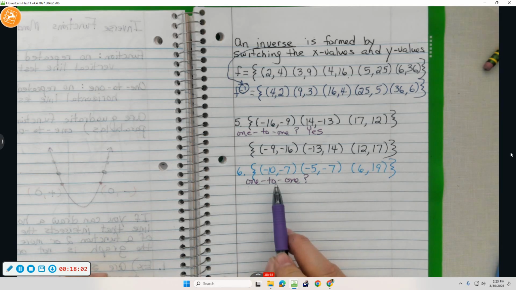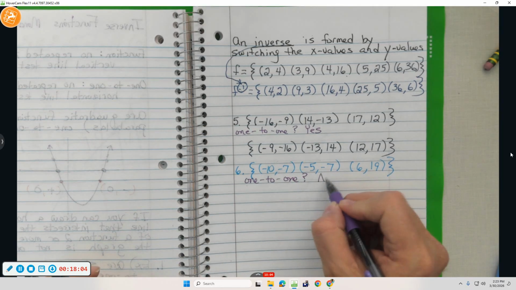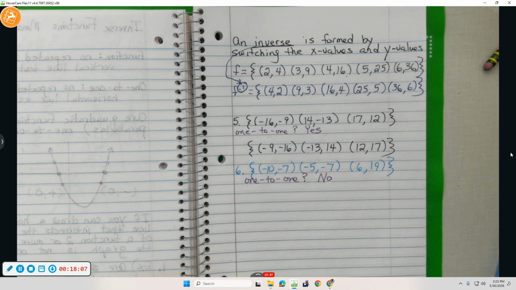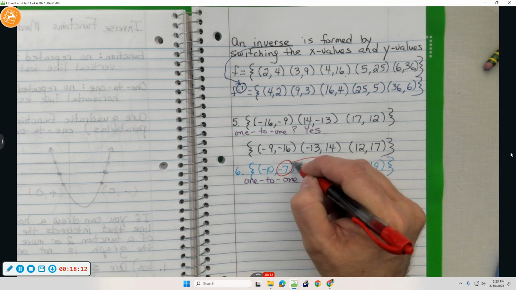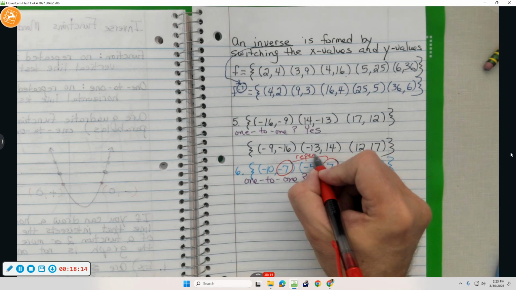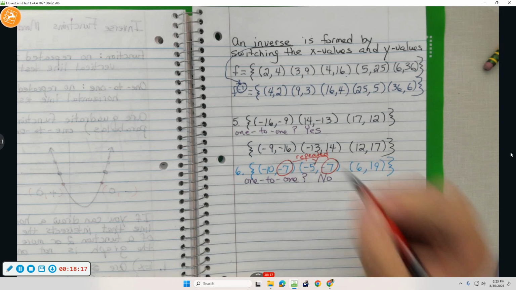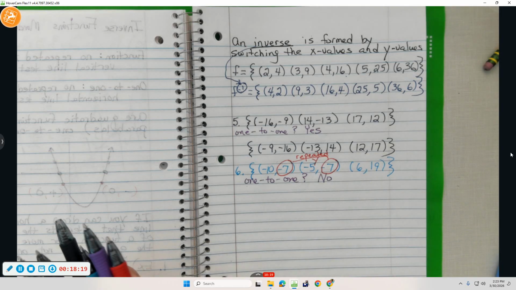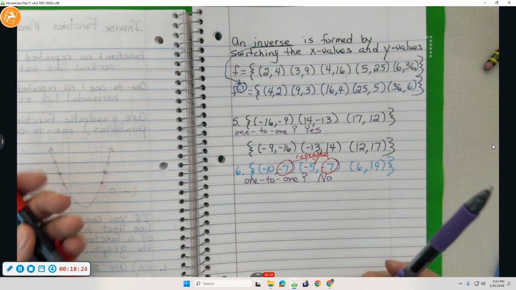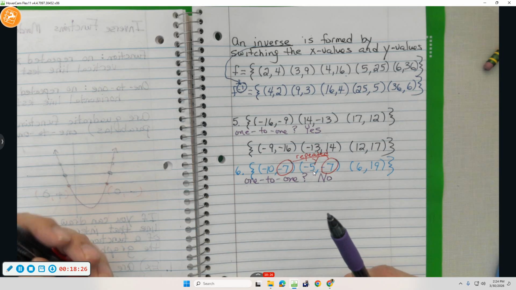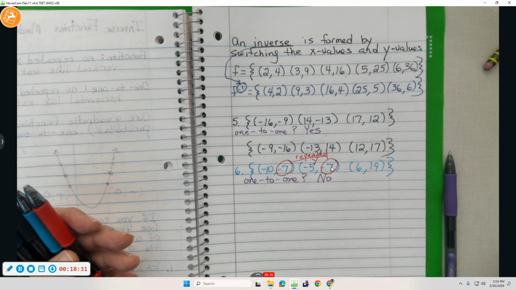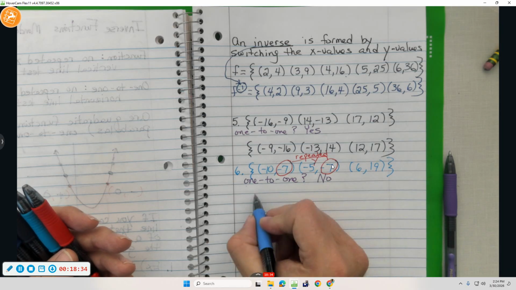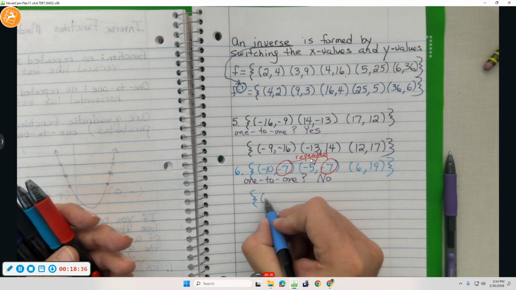Is it one-to-one? No. Why? -7. Same. I'll just say repeated y. The reason we're only interested in inverses that are functions: if it's not one-to-one, when you reverse these ordered pairs, those repeated y's are about to become what? If you swap them, they become repeated x's.